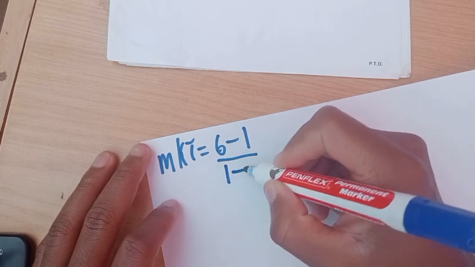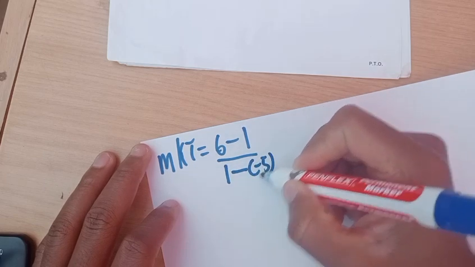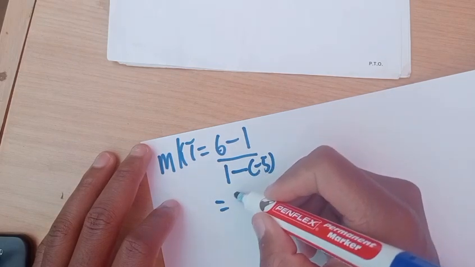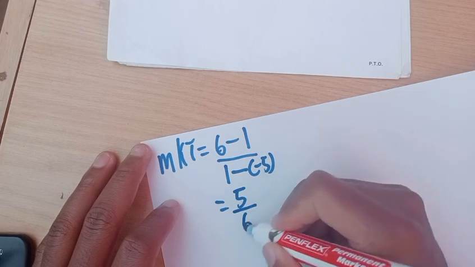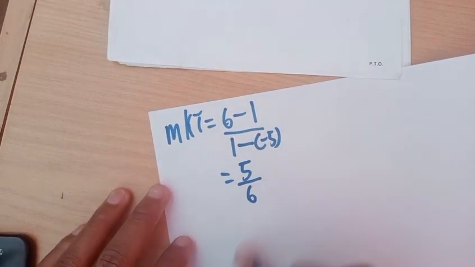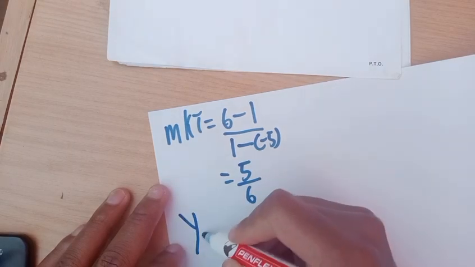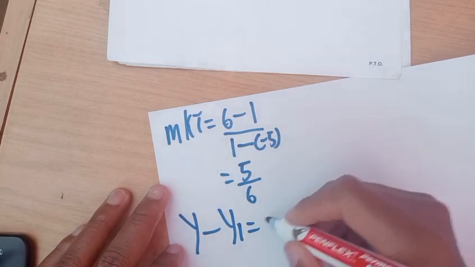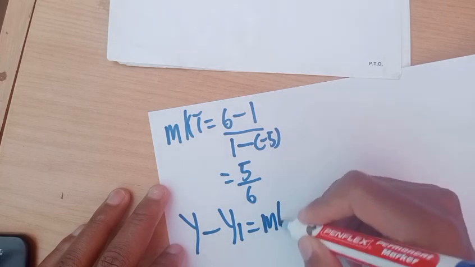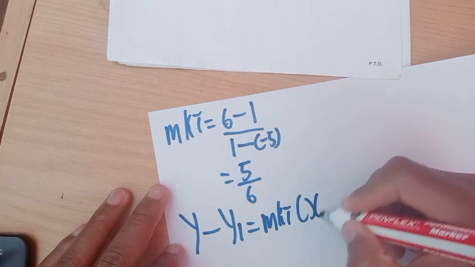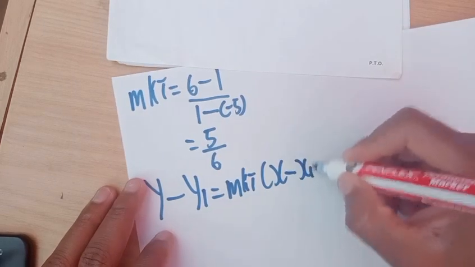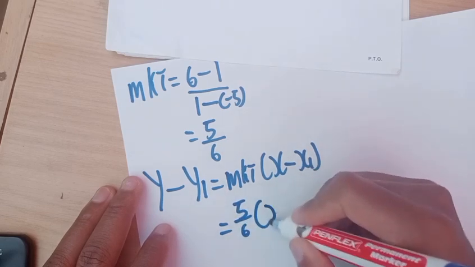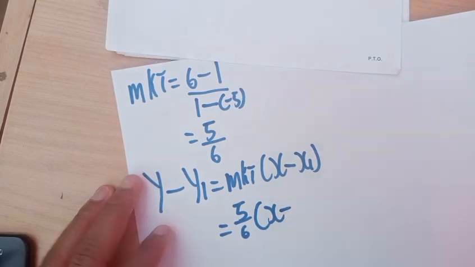So here you'll get what? 5 over 6. So this is the gradient of KT. Then what are we looking for? We're looking for the equation of KT. y minus y1 equals 5 over 6 x minus x1.